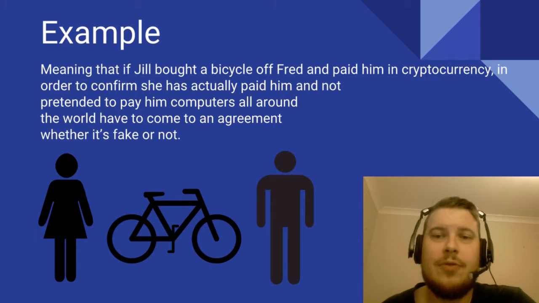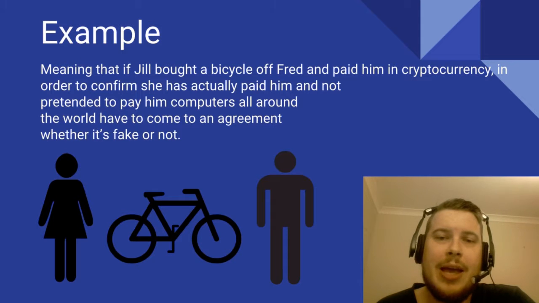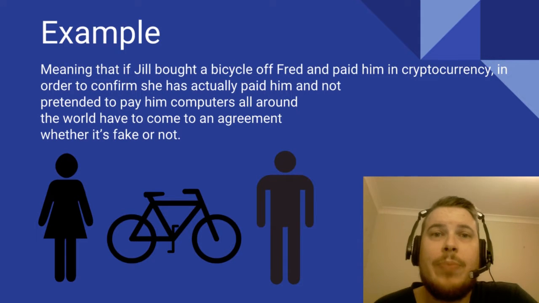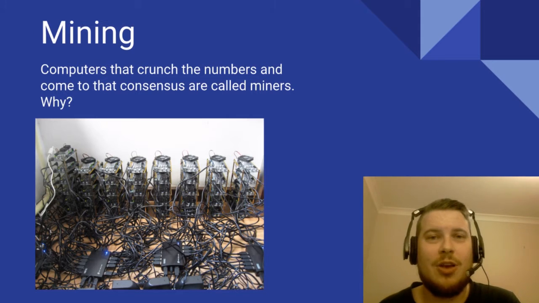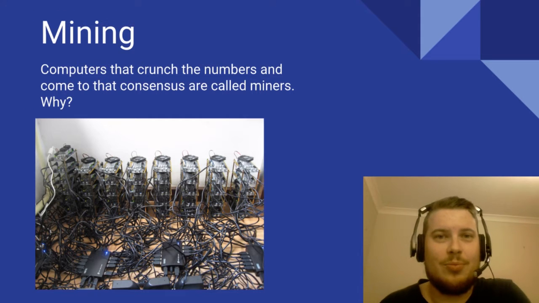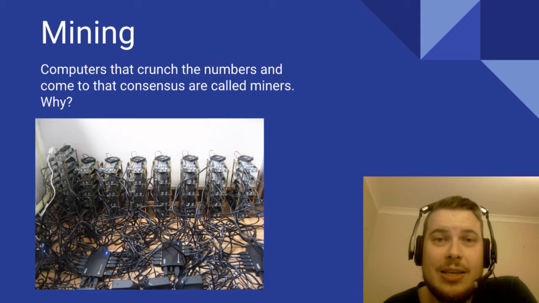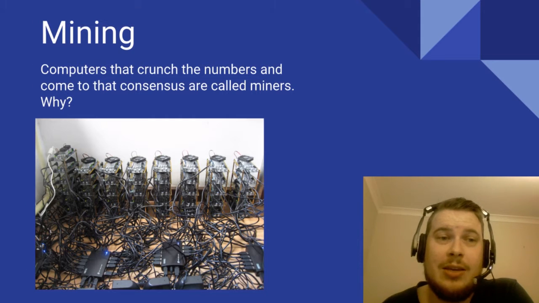As an example, if Jill bought a bicycle off Fred and paid him in cryptocurrency, in order to confirm that she's actually paid him and not just pretended to pay him, or been a hacker and used specific code, all the computers around the world would have to come to an agreement whether it's fake or not. That's all the computers that are doing what they call mining. So mining is computers that crunch a bunch of numbers and come to those consensuses. Basically they do all the complex problem solving and then they link it to the blockchain once the complex problem solving's been done. And by having it decentralized, a lot of different computers have to be in agreement that that transaction exists, which is pretty cool.